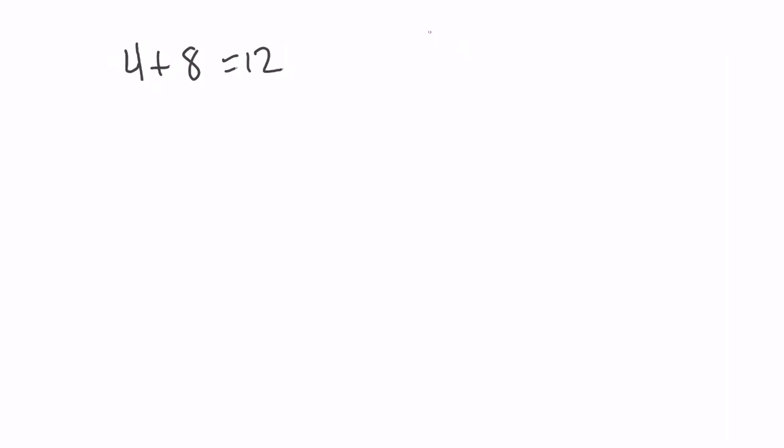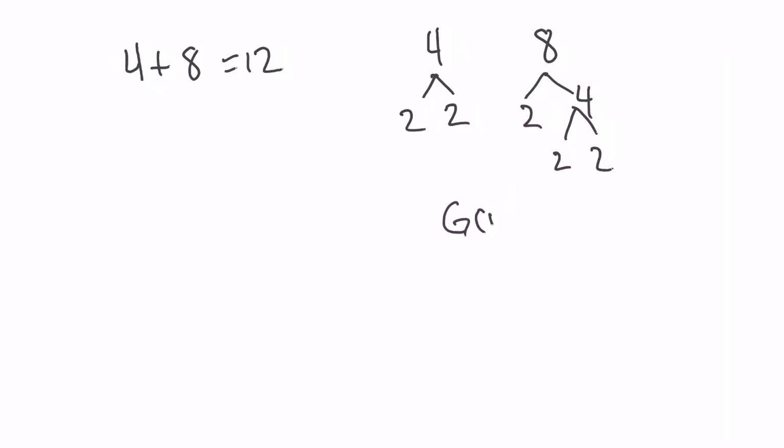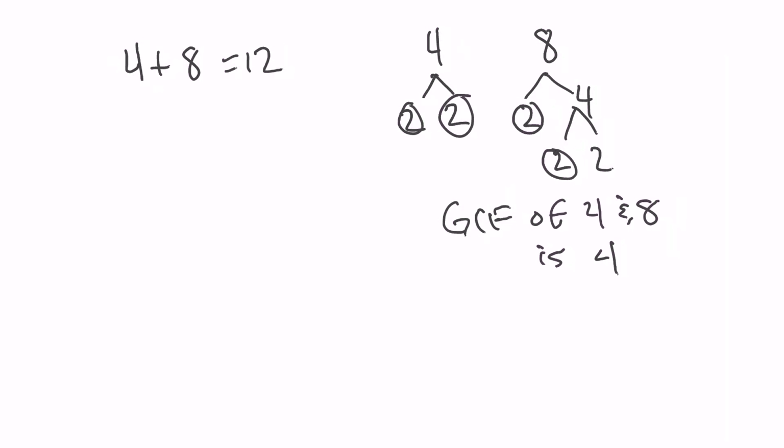So when we look at 4, we can factor 4 into its primes of 2 and 2. And when we look at 8, we can factor it into 2, and then we have 2 and 2, because 2 times 4 is 8, and then 4 can make it down to 2 and 2. So we know that the GCF of 4 and 8 is 4, because we have a pair of 2's here, and we have a pair of 2's here, and so we can say that the GCF is 4, which means that when we actually look at this expression right over here of 4 plus 8, we can actually factor out the GCF.